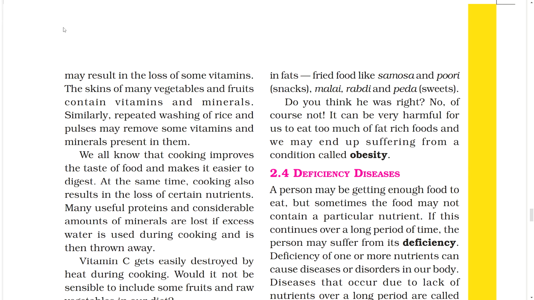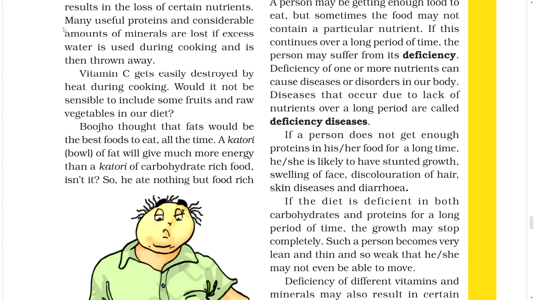Many useful proteins and considerable amounts of minerals are lost if excess water is used during cooking and is then thrown away. Vitamin C gets easily destroyed by heat during cooking. Would it not be sensible to include some fruits and raw vegetables in our diet?